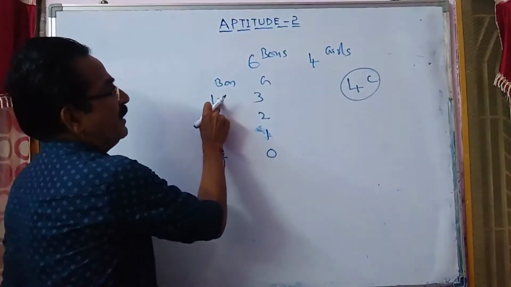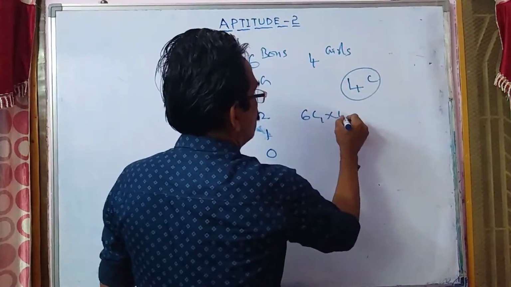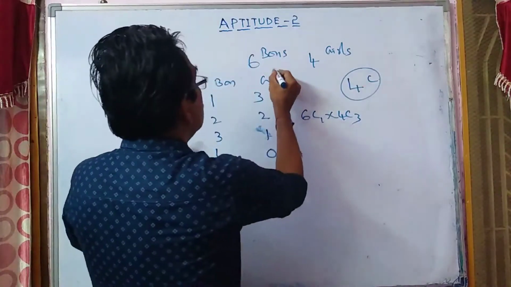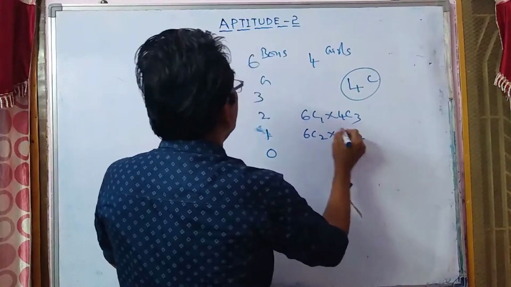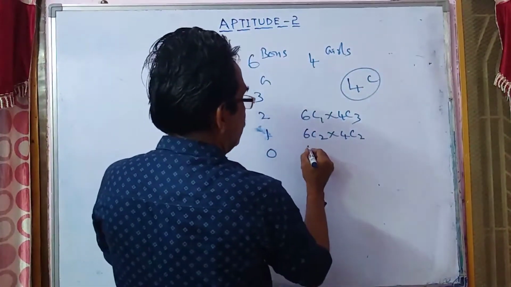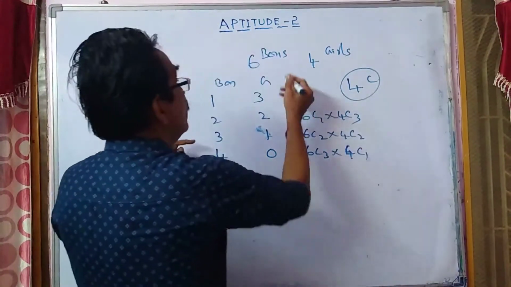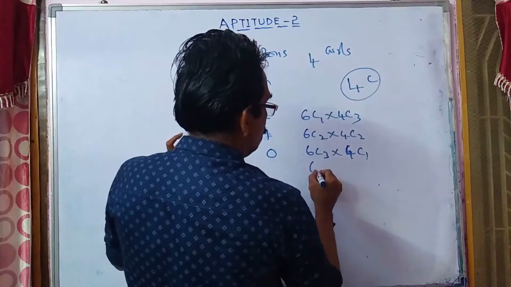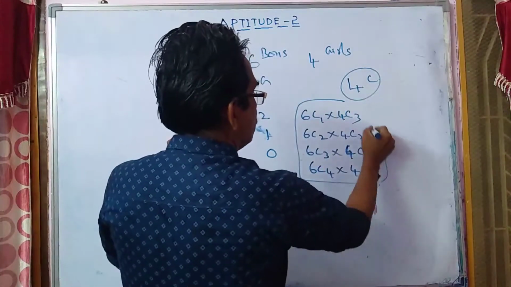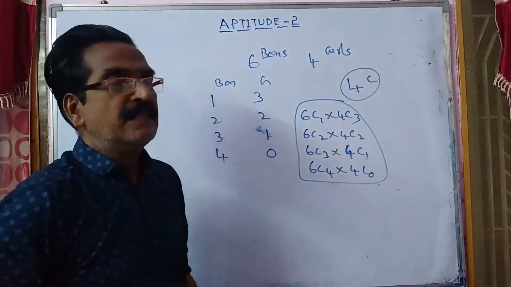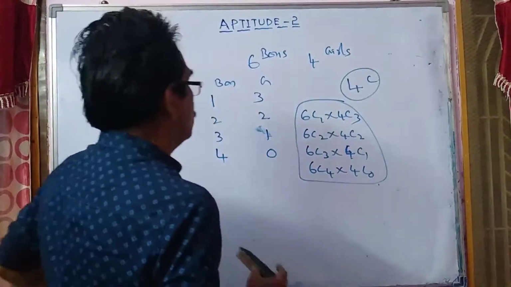So 6C1 into 4C3, plus 6C2 into 4C2, plus 6C3 into 4C1, plus 6C4 into 4C0. You have to add all these things, then you will get the required result. Otherwise, you can do one more thing.